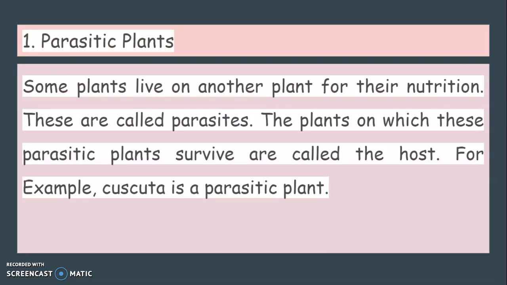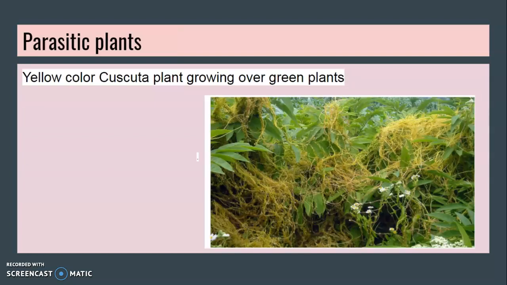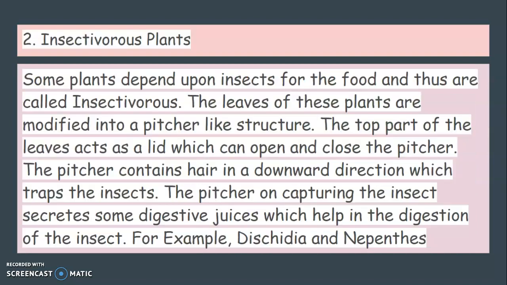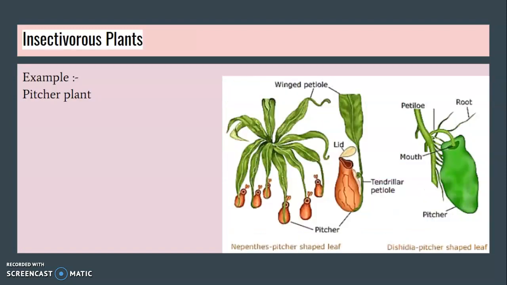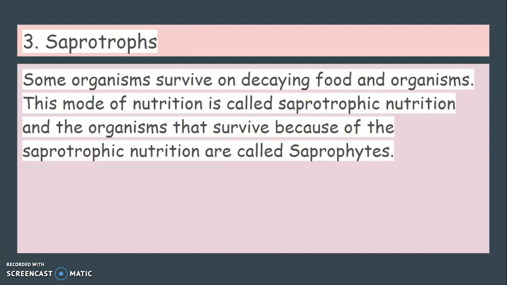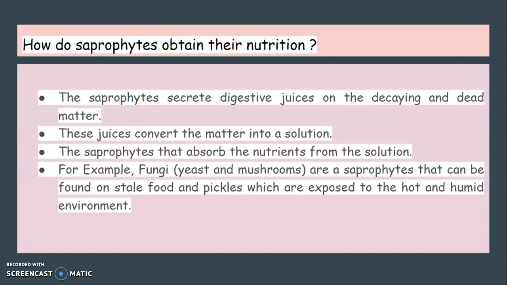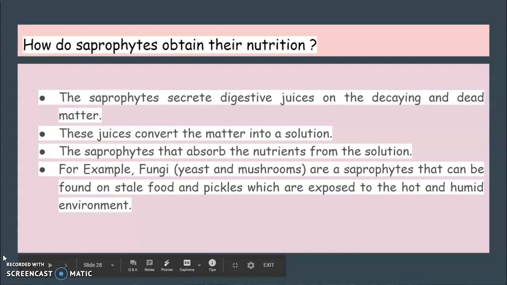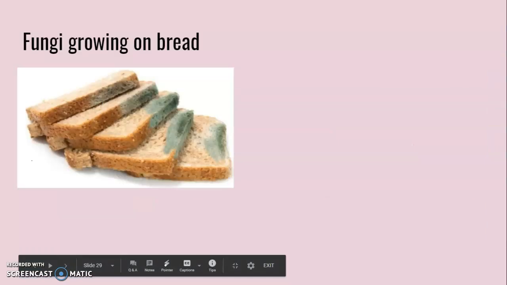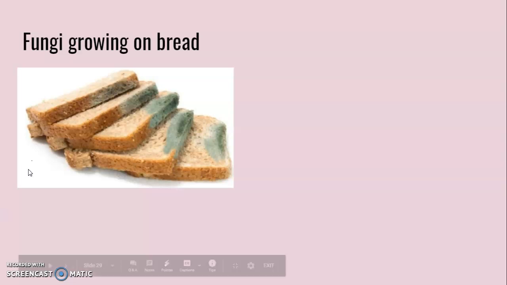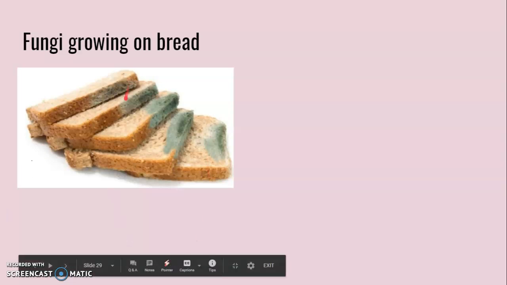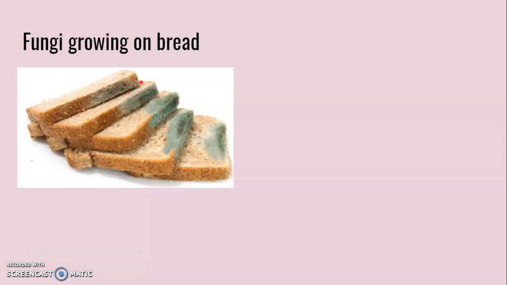The first one was parasitic plants. We learned what parasitic plants are, and we saw the picture of the Cuscuta plant. We learned about insectivorous plants and saw its picture. Then we learned about saprotrophs and how saprophytes obtain their nutrition. We saw the picture where fungi is growing on the bread. So till here we have learned in part 1.